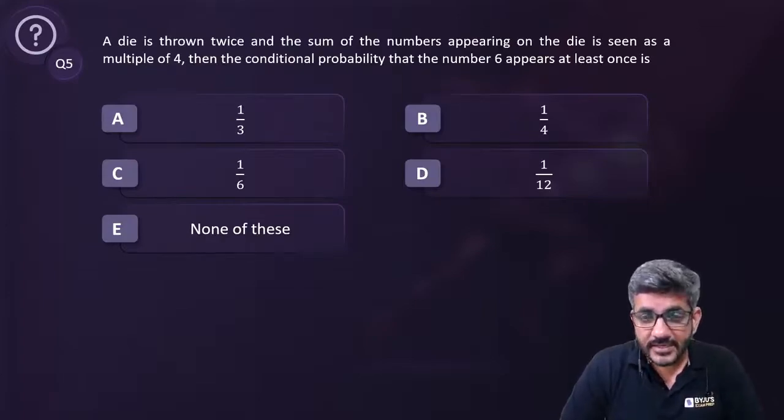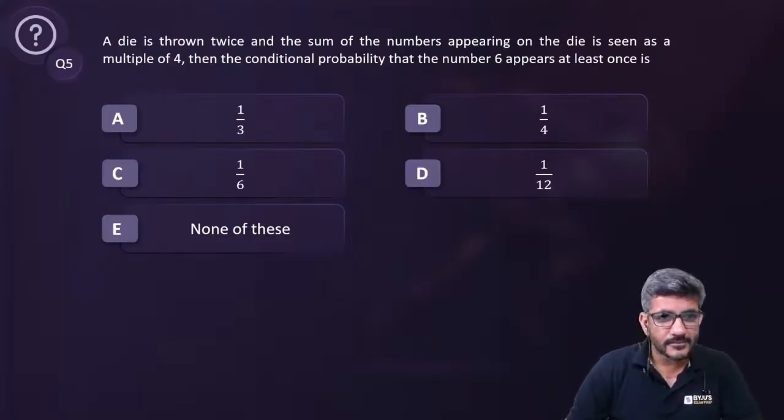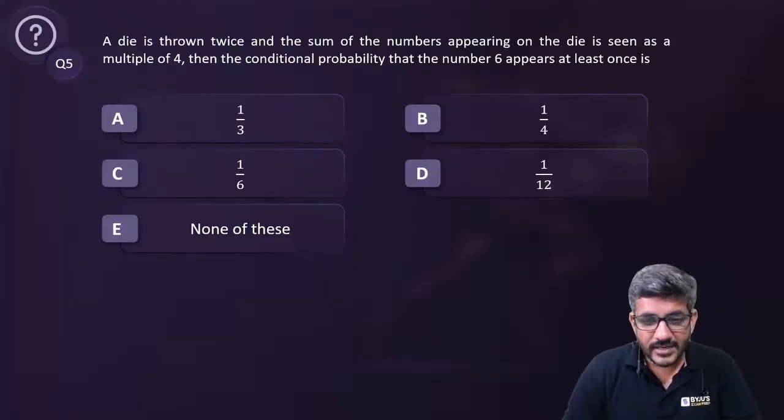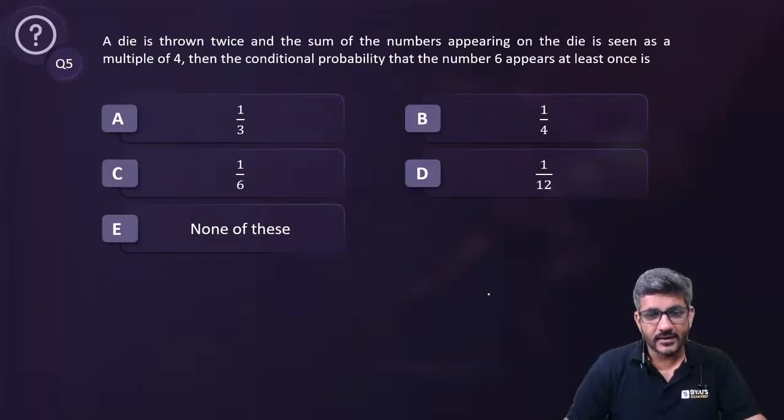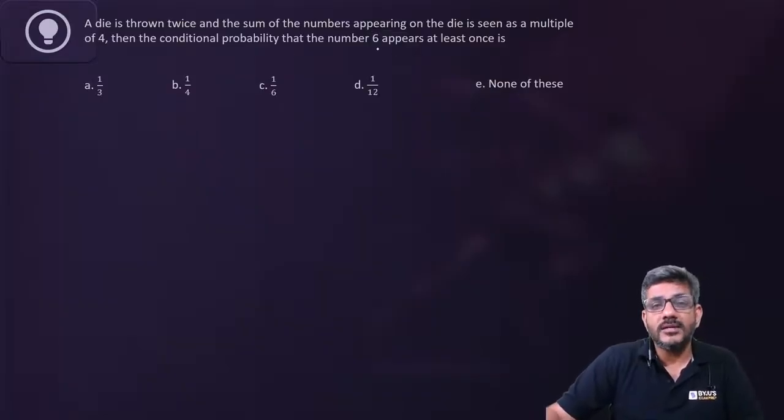Okay, Vikram Kavar has given the answer. Vijay Arora has given the answer. No Ledger has given the answer. Let's start doing it then. Karna shuru karte hain. What does it say? A die is thrown twice and the sum of the numbers that appear on the die is seen as a multiple of 4. What is the probability that number 6 appears at least once?